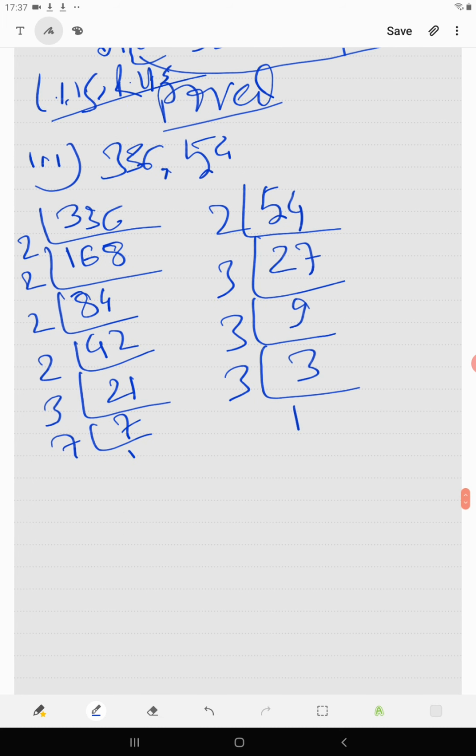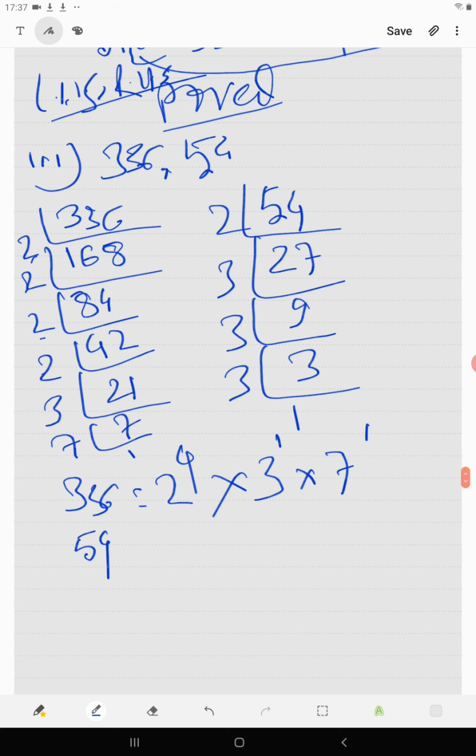Okay, so 336 can be represented as, how many 2 are there? 1 2 3 4. So I can write 2 to the power 4 into, how many 3 are there? 1 only. So 3 to the power 1, then 7 to the power 1. Similarly 54, how many 2 are there? 1. So 2. How many 3 are there? 3. So 3 cube. Based on that we determine the power.